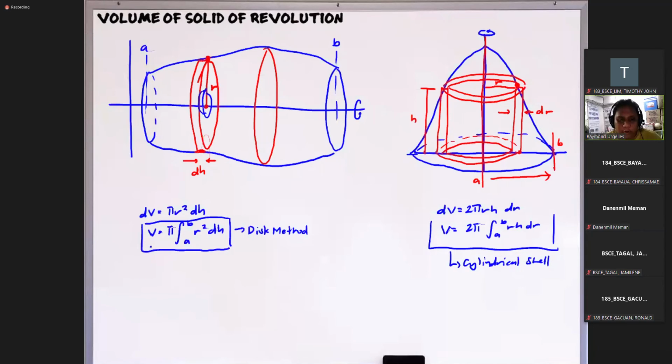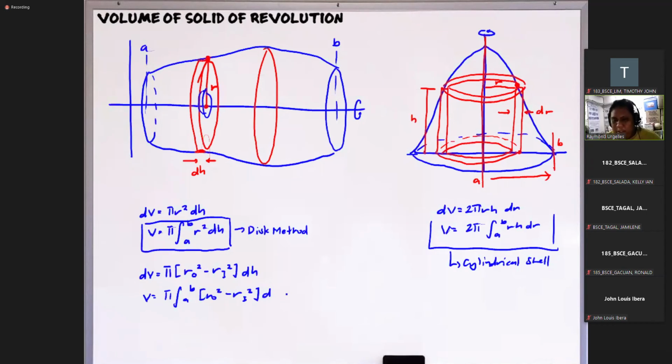So that's why pag washer method naman yung i-consider natin, magkakaroon ka lang ng minus. So again, this is the outside radius squared minus inside radius squared dh. So ito naman yung sa washer method natin. So volume is pi, integral from A to B ng outside radius squared minus inside radius squared, multiplied by dh. So again, this is what we call the washer method.